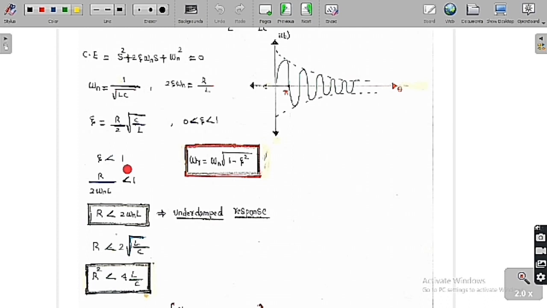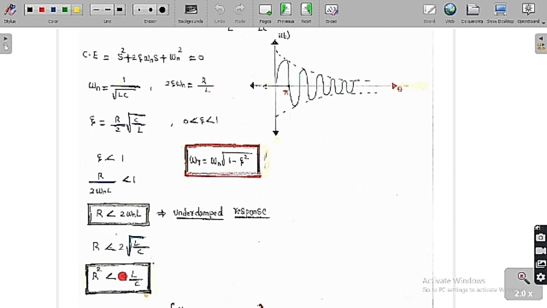What is the condition at which we can make zeta less than 1? When zeta lies between 0 and 1, only then do we get an underdamped response, meaning the oscillations are going to get reduced. So I want zeta less than 1. Zeta is equal to R/(2 omega n L), less than 1, so R is less than 2 omega n L. Here omega n is 1 over the square root of LC. If you substitute, we finally get R less than 2 into the square root of L/C.